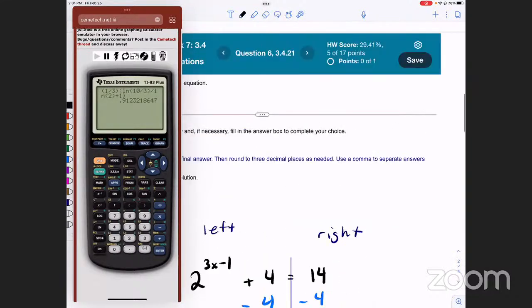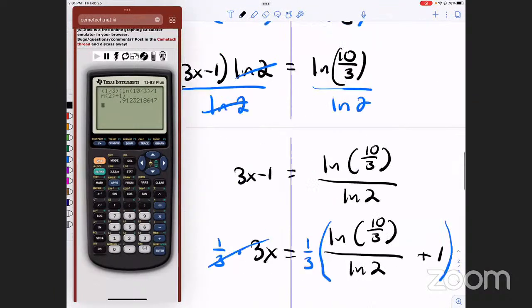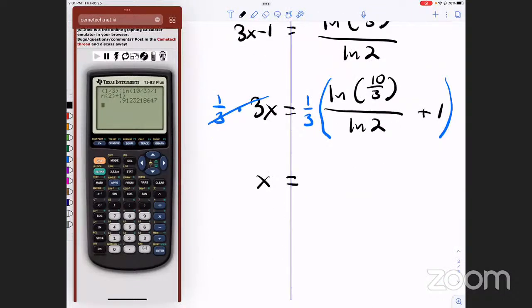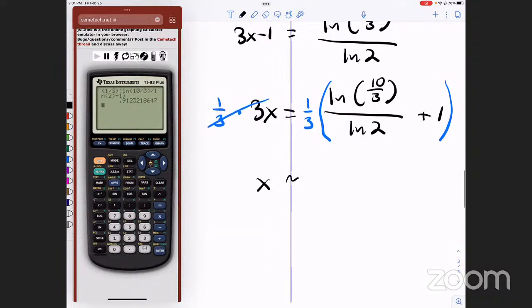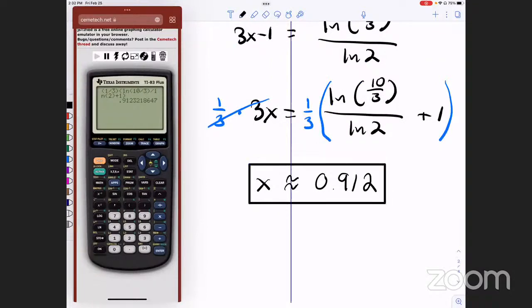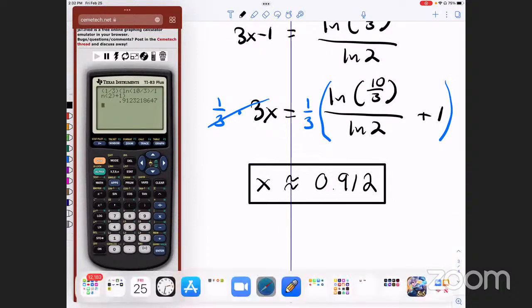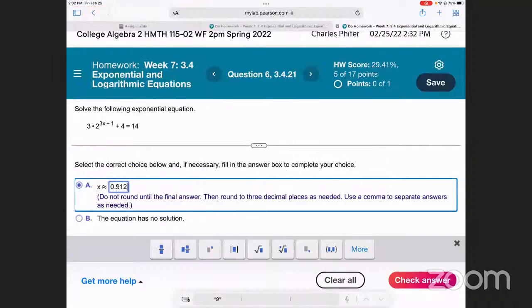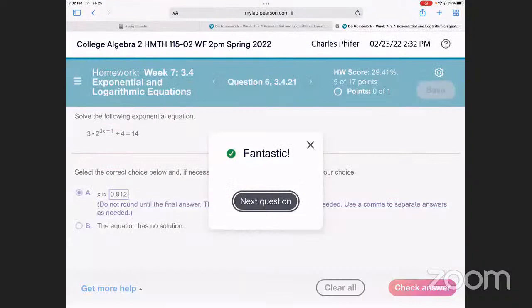Let's see, it says final answer, then round to 3 decimal places as needed, right? So if we're doing 3 decimal places, we're looking at the 912. With that 2, we look to the right of the 2, there's a 3. That 3 tells us to stay the same. So then this will be approximately 0.912.